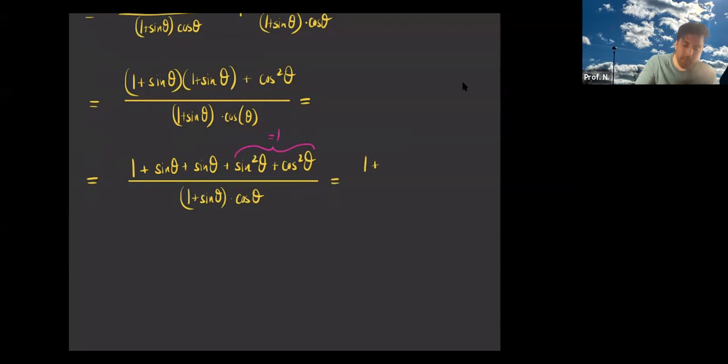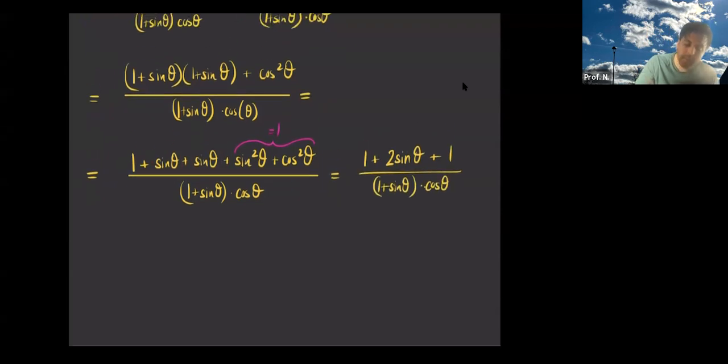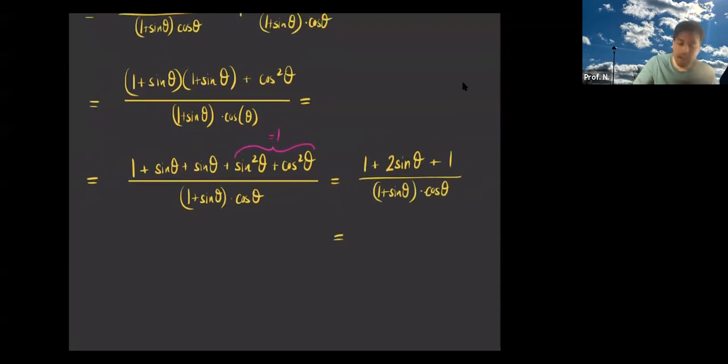1 plus, and then what do I notice about sine theta? Sine theta, it's what? 2 sine theta plus 1 all over 1 plus sine theta times cosine theta. And then what do I get? I got 1 plus 1 is 2. I got 2 plus 2 sine theta over 1 plus sine theta times cosine theta.